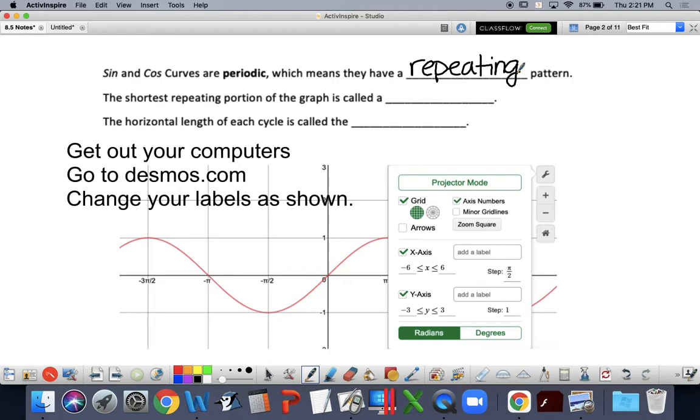So the shortest repeating portion, if I just look at my sine function, it goes up and then down and then up. That is called a cycle. That is one full cycle, right? As soon as I refer back to the beginning, I'm going to start repeating that cycle over and over and over again. One of our big vocab words today is what's called the period. It's the horizontal length of where that repeating cycle starts and ends. So part of today is just to calculate the period. And we're going to show how to do it both algebraically and graphically.